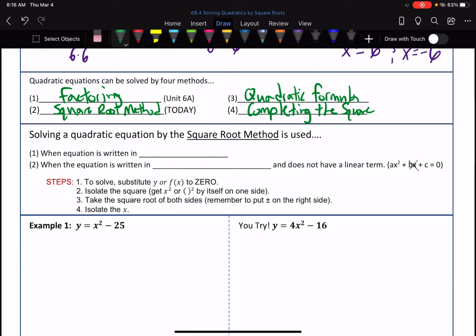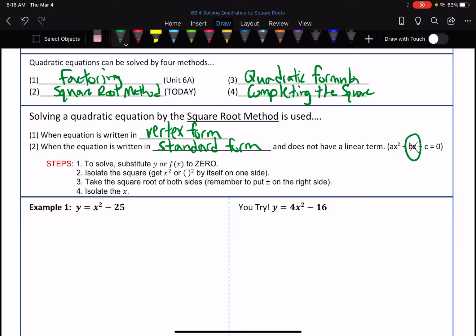Alright, so let's talk about the square root method. Solving a quadratic equation by the square root method is used, 1, when the equation is written in vertex form, or 2, when the equation is written in standard form and it does not have a linear term, which means it does not have our b term. So it's just ax squared plus c, no b term.